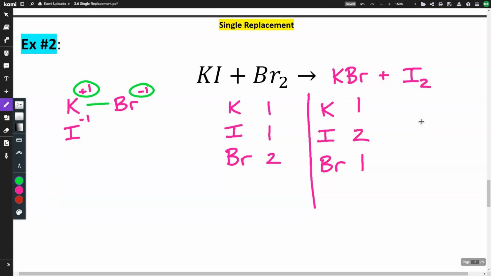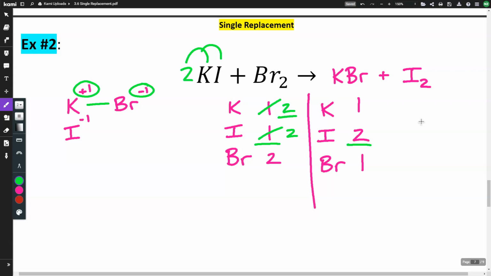So our iodines aren't balanced. I have 2 on the right side, 1 on the left side. So let's put a 2 here. That 2 goes to potassium and the iodine. 2 times 1 makes that 2. 2 times 1 makes that 2. So I fixed iodine, but I just broke potassium.